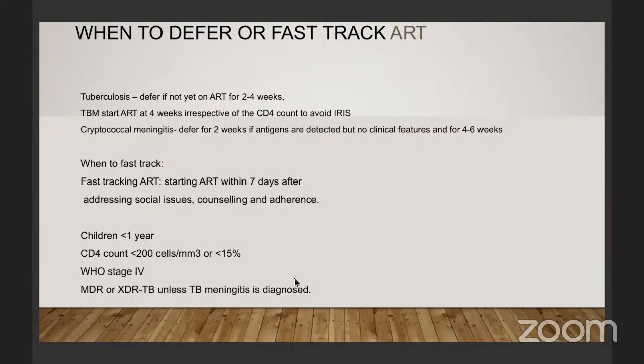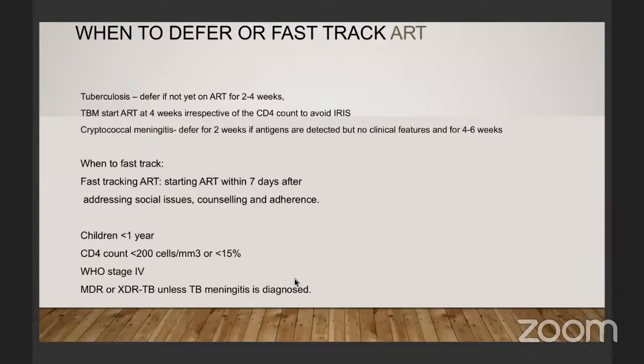So when we defer or fast track antiretroviral therapy, well, fast tracking would be the same, but deferring it would be if there's a confirmed TB diagnosis, we'd defer, if not yet on ART, for 2 to 4 weeks. If the patient also has TBM, we'll start antiretroviral therapy at 4 weeks, irrespective of the CD4 count, just to avoid IRIS. Cryptococcal meningitis, we defer for 2 weeks if the antigens are detected, but if there's no clinical features, for 4 to 6 weeks. And then we'll fast track it.